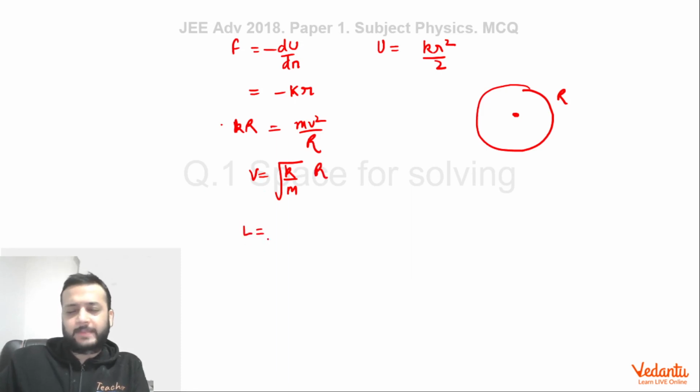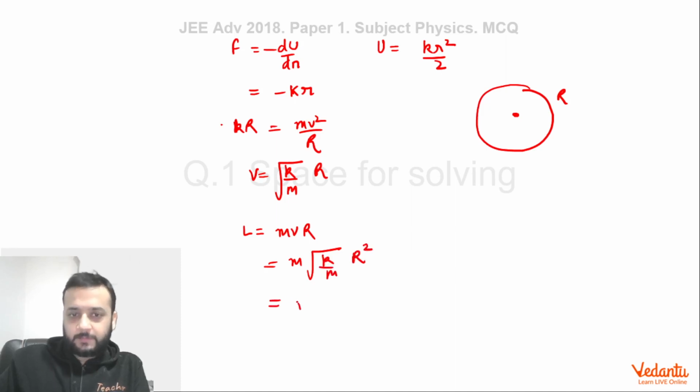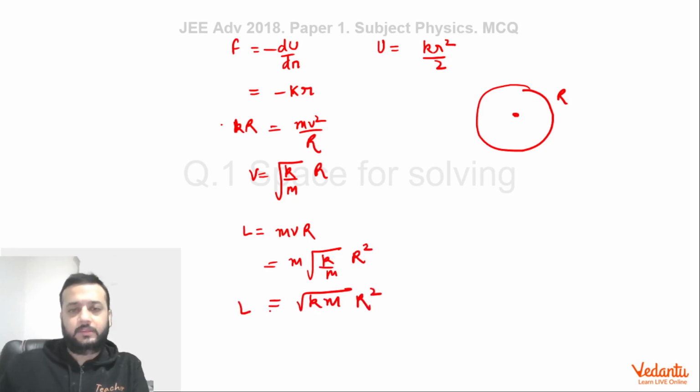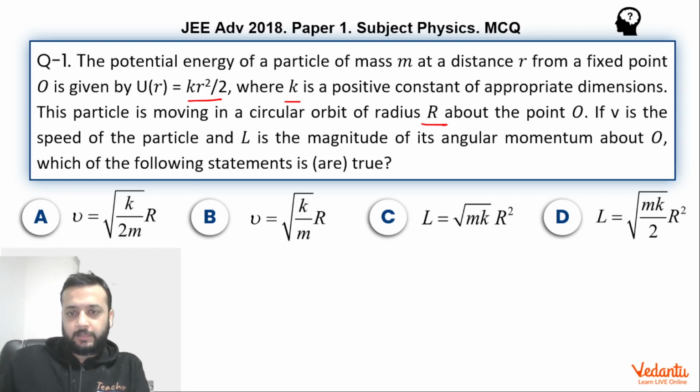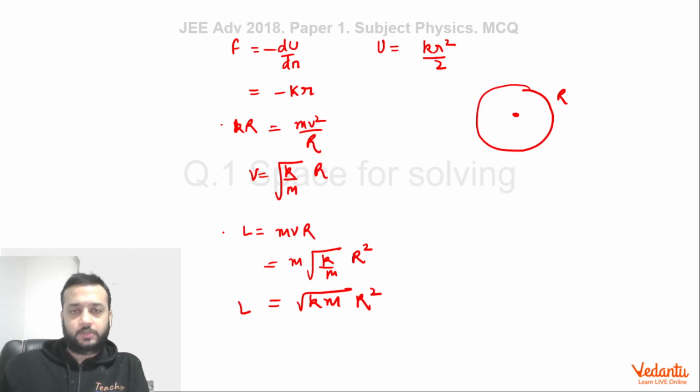Angular momentum, its magnitude is very simple to write. We know when a particle moves in a circle, the magnitude of its angular momentum is nothing but mvr. So just put the value of v over here. So what do we get? m into root of k by m into r square, which means it will be equal to root of km into r square. So this will be the magnitude of the angular momentum. So root mk r square, and option B will be the correct answer for this question.